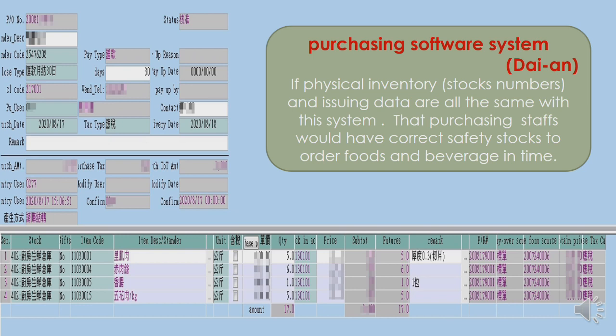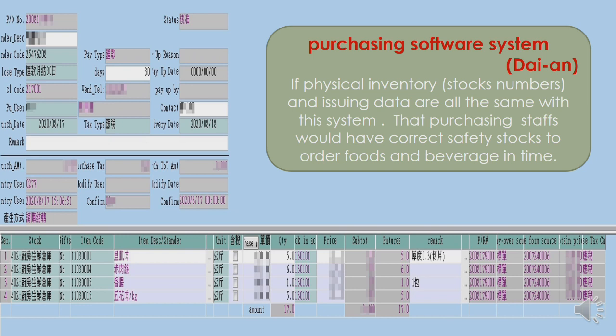And also different departments will come to the inventory or stock to take out what kind of food or seasoning they need. And it must all be the same with the systems. So the purchasing staff will have correct safety stock to order food and beverage in time.